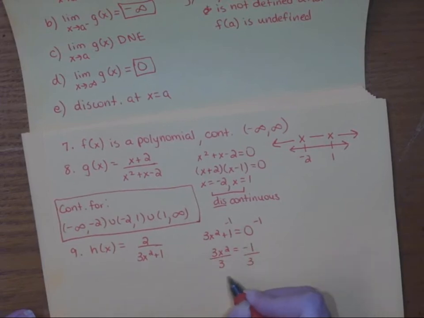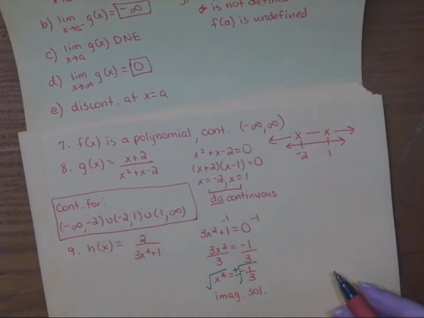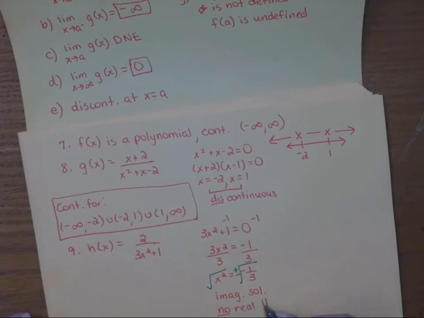But notice if we do our algebra here, we're going to say x squared equals negative 1/3. And then when I go to take the square root of both sides, which is what I would try to do to find x, notice I'm going to get imaginary solutions. I actually don't even need to go further. Okay, so what this means is nothing makes the bottom 0, so I'm going to say no real number makes the denominator 0.